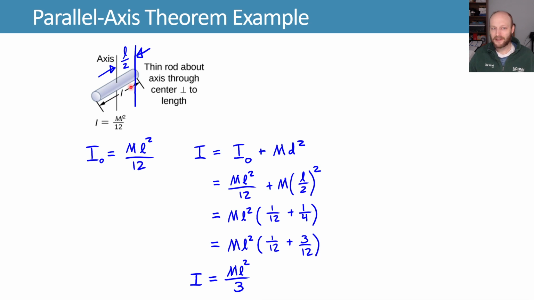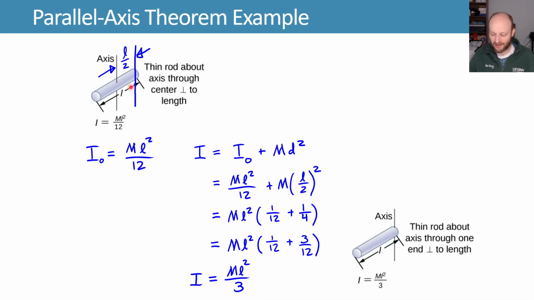Handily, we have this in the table as well. We can look it up in the table and double check. Yes, in the table, I already know that a thin rod about an axis through one end perpendicular to the length is a moment of inertia of ml squared over 3. So that's applying the parallel axis theorem to determine a moment of inertia about some new axis.